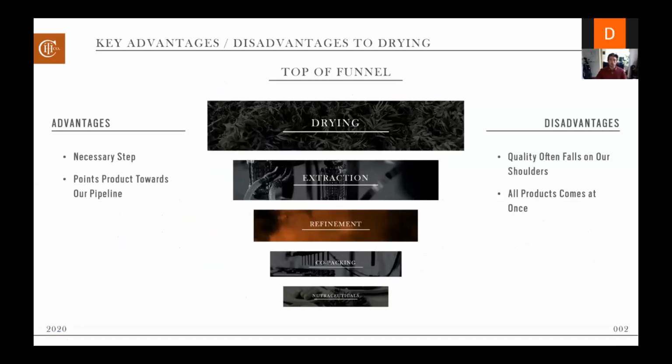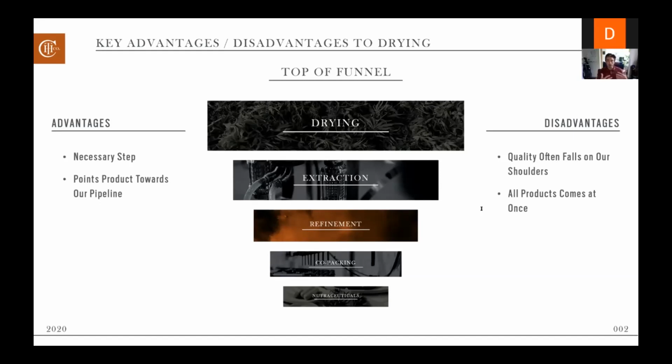So starting with drying, the advantages of drying, a term we often use here is kind of top of the funnel. So for us, we look at this as an aggregating tool. First of all, it's a critical step in the supply chain and results in a lot of product being pointed in your direction if you're a service provider in the drying sector.